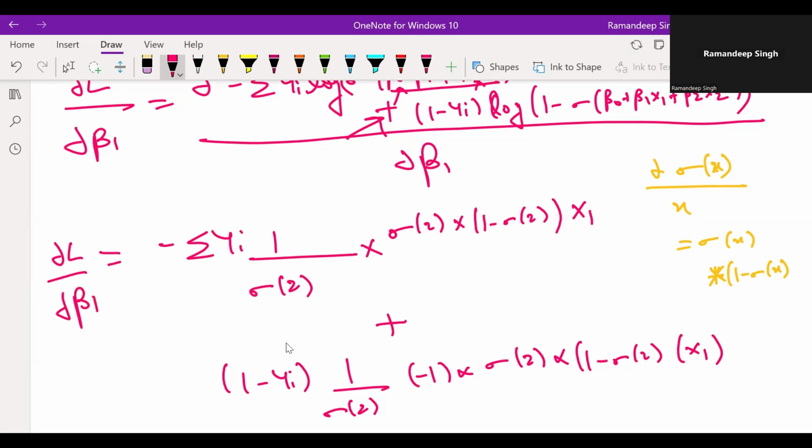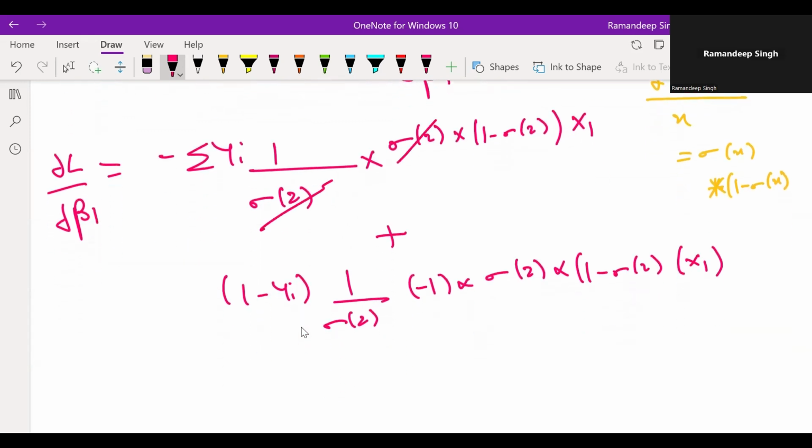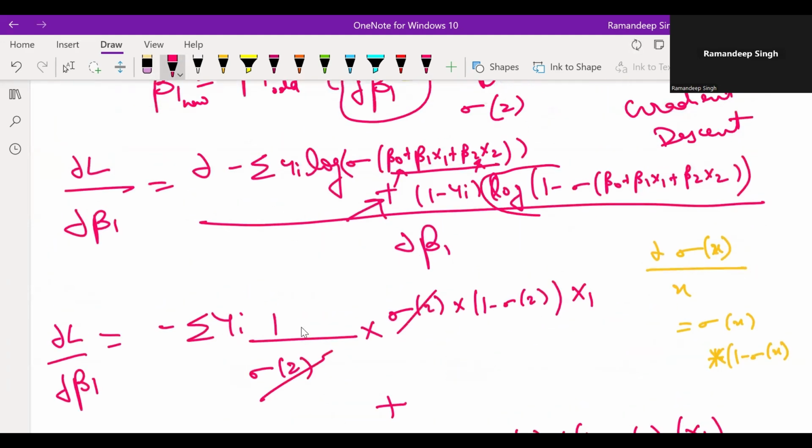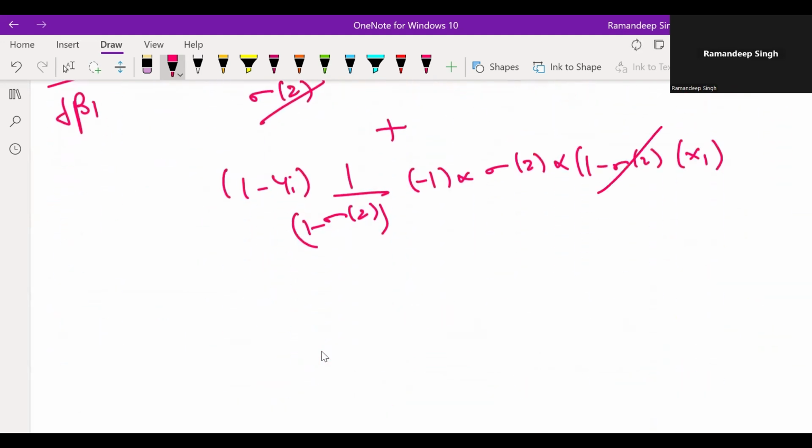And we can further simplify this. This term will cancel out. Similarly, these two terms will cancel out. And no, this will not cancel out. It should be 1 minus sigmoid of z, which comes from here. Right, the derivative of log of x is 1 upon x. So these two terms will cancel out.